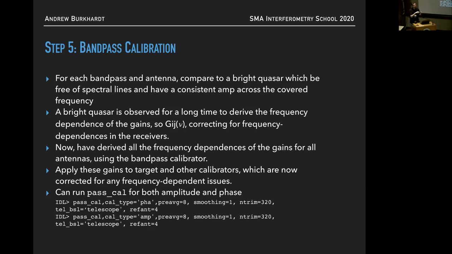And so if you think of it from an optical sense, this is kind of like taking a bit of a flat field across your spectral window. So here we have a bright quasar that can be observed for a long time to derive the frequency dependence on the gains. And then we correct for those frequency dependences, and we can then apply that to our source.